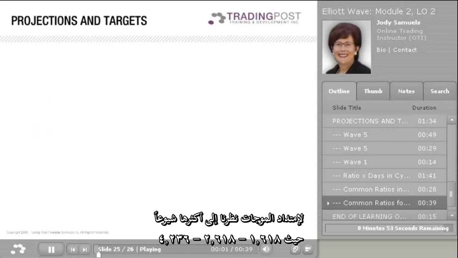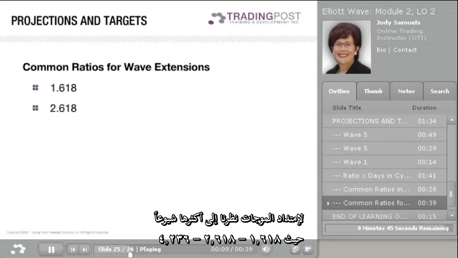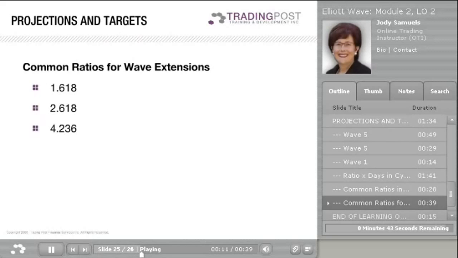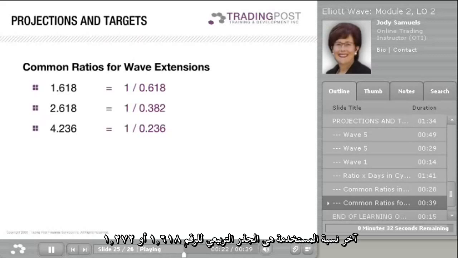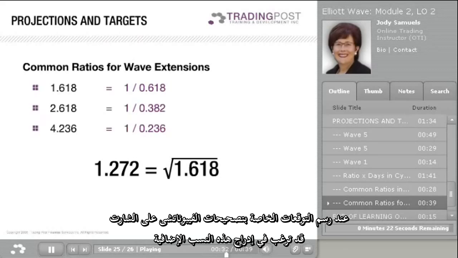For projecting wave extensions, we looked at the most common, being 1.618, 2.618, and 4.236. Recall these ratios are the inverses of 0.618, 0.382, and 0.236. The last ratio which is used is the square root of 1.618, or 1.272. When you draw your Fibonacci projections and retracements on your charts, you may want to include these additional ratios.